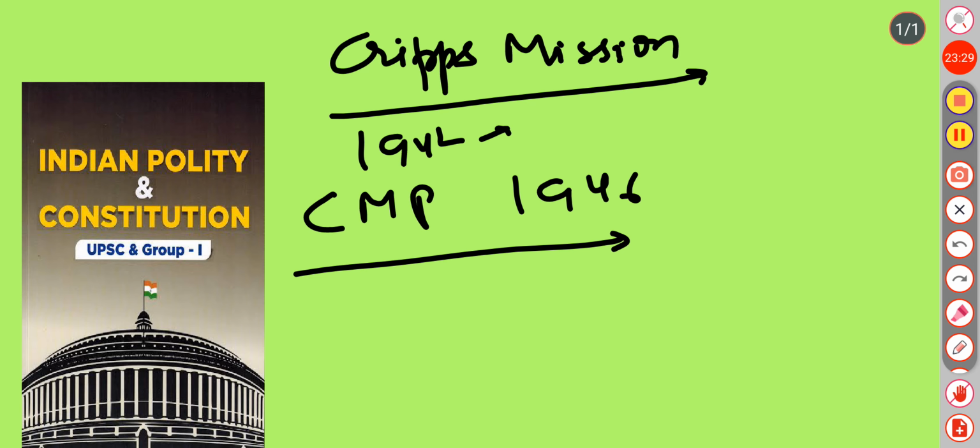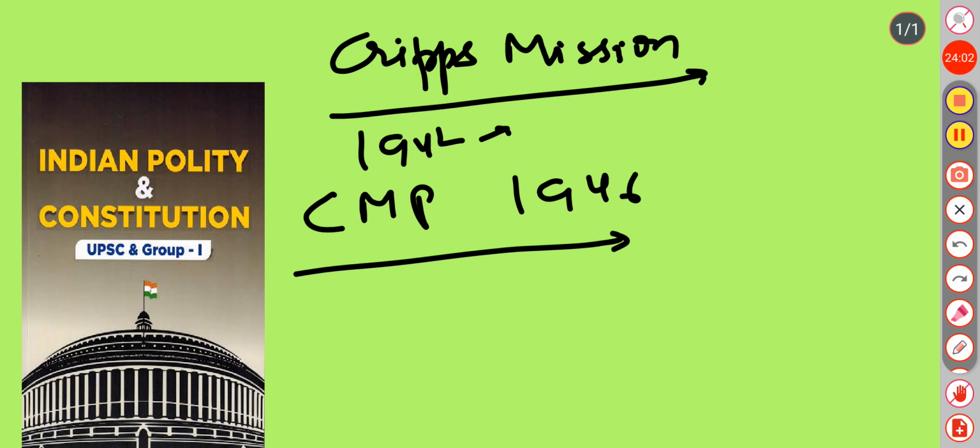1946. Under this plan, Lord Attlee in 1946 sent a cabinet mission to India consisting of 3 cabinet ministers, namely Lord Pethick Lawrence, Sir Stafford Cripps, and Sir A.V. Alexander. These are the cabinet ministers, and you have to remember it, right?